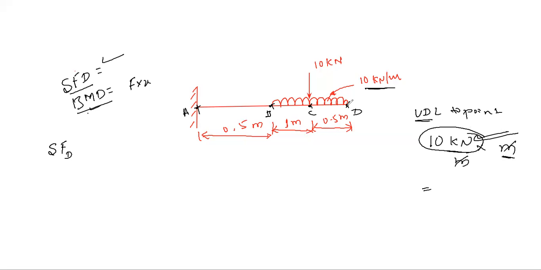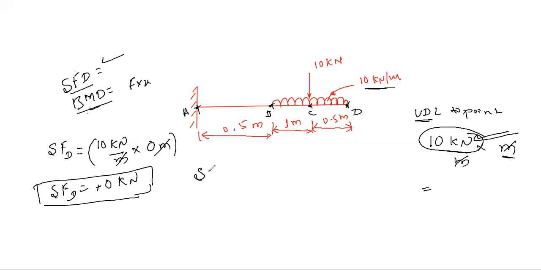Now we'll calculate the shear force at point D. The intensity of load is 10 kilonewton per meter, so it is a UDL. We need to convert this UDL to a point load by multiplying with the length. Since we are calculating the shear force at point D, here we don't have any distance, so the distance is zero meters. So 10 into 0 is 0 kilonewton, which is the shear force at point D.